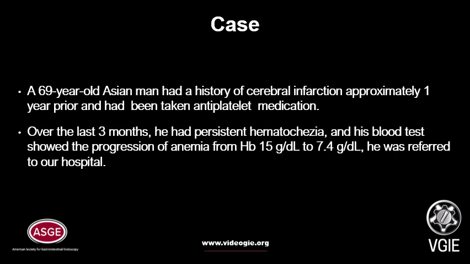A 69-year-old Asian man had a history of cerebral infection approximately 1 year prior and had been taking antiplatelet medication. Over the last 3 months, he had persistent hematochezia, and his blood test showed a progression of anemia from hemoglobin 15 to 7.4. He was referred to our hospital.